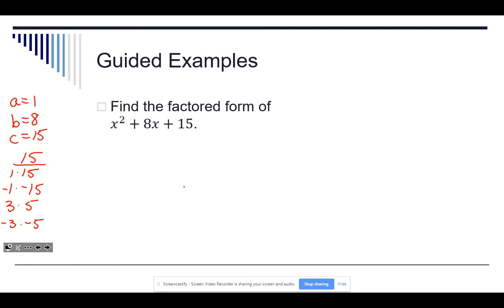Next, I want to pick a pair of factors that adds up to our b term, and in this case, b is equal to 8. 3 plus 5 is equal to 8. So therefore, I'm going to set up two sets of parentheses. I'm going to put x in front of both, and I'm going to put my factors in the back. Positive 3 and positive 5. You have now just factored x squared plus 8x plus 15.